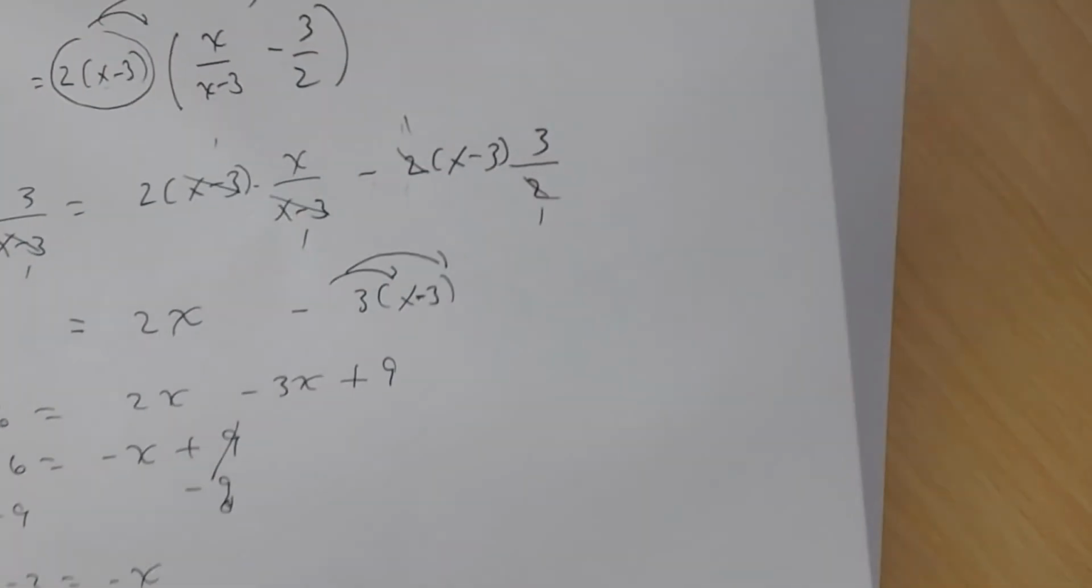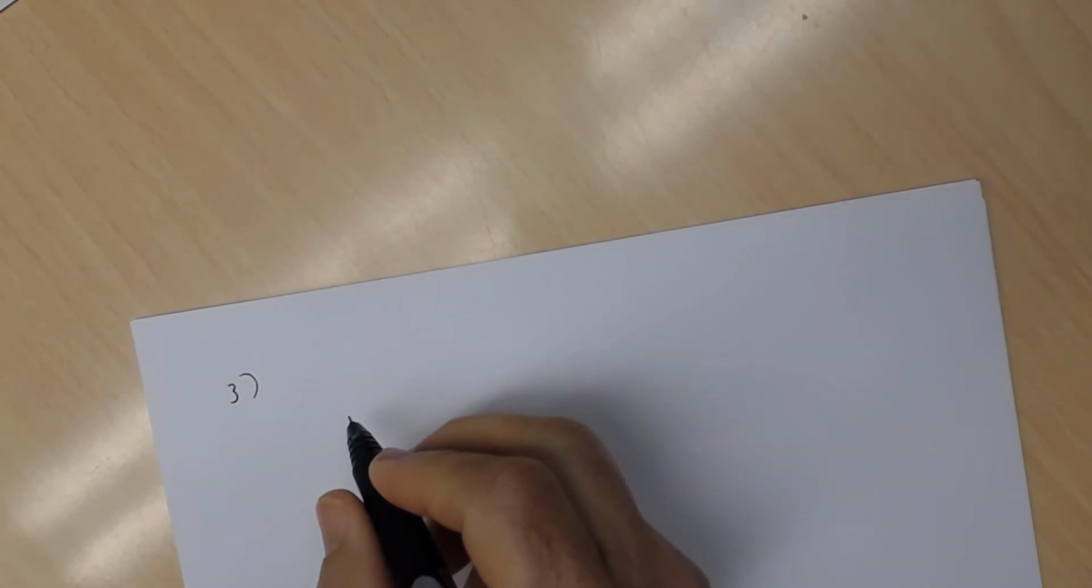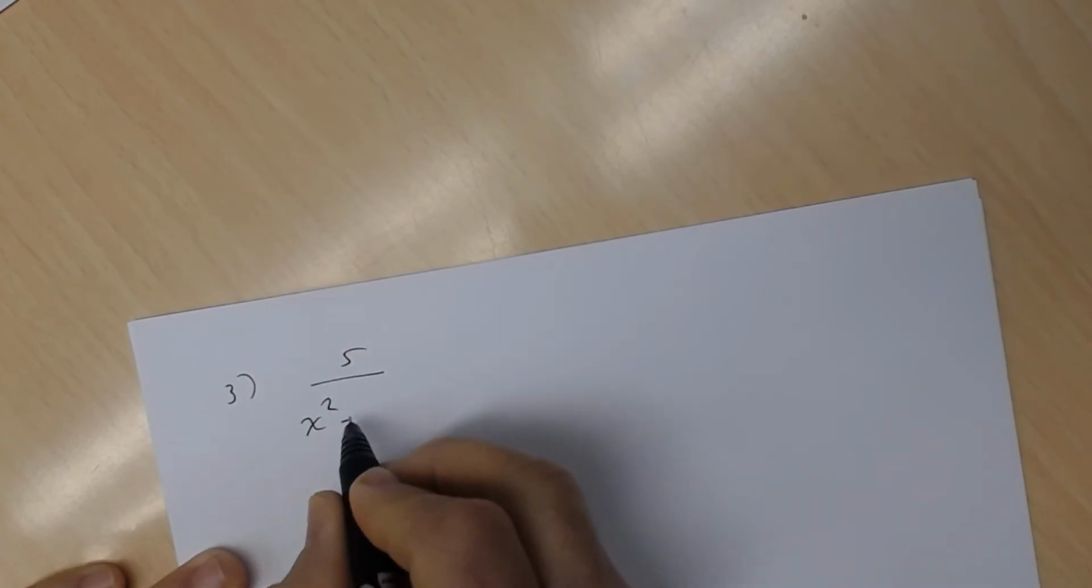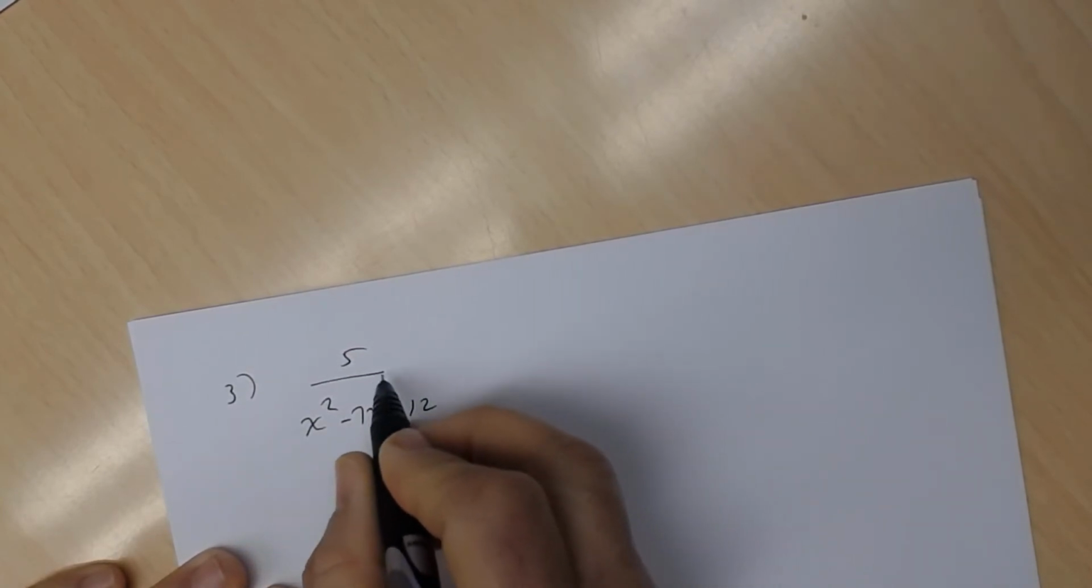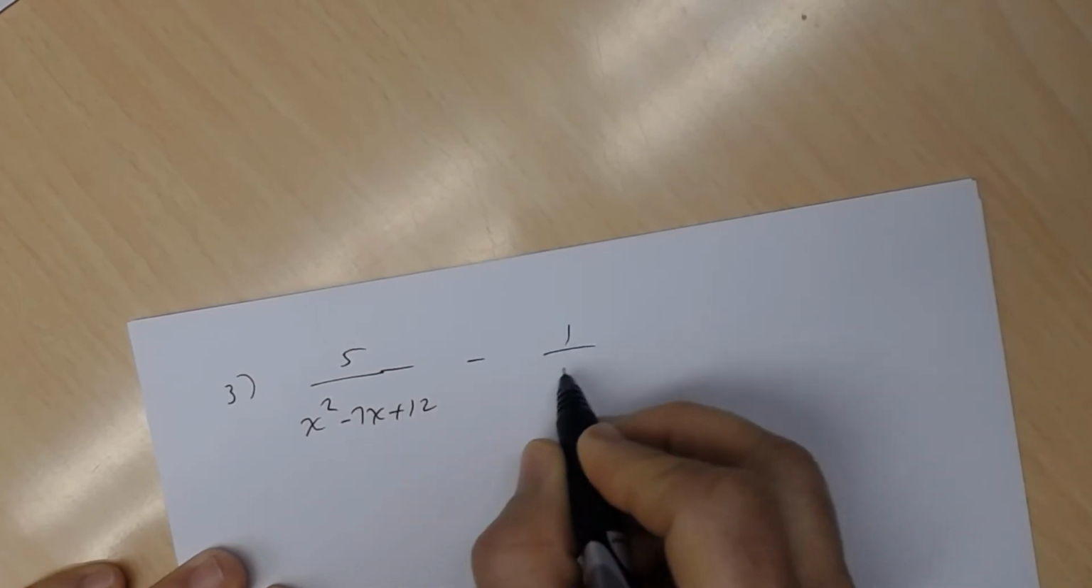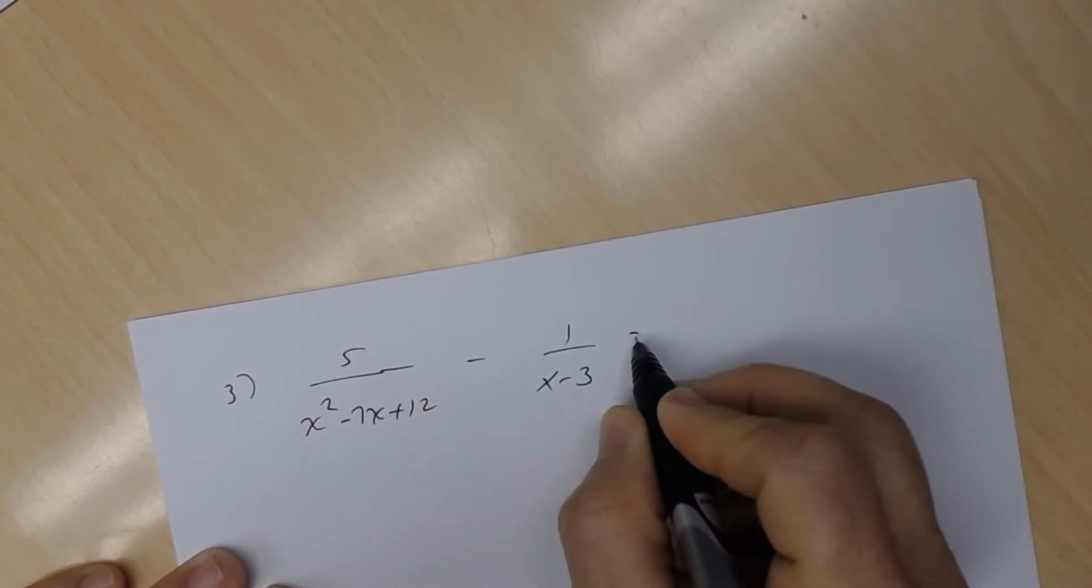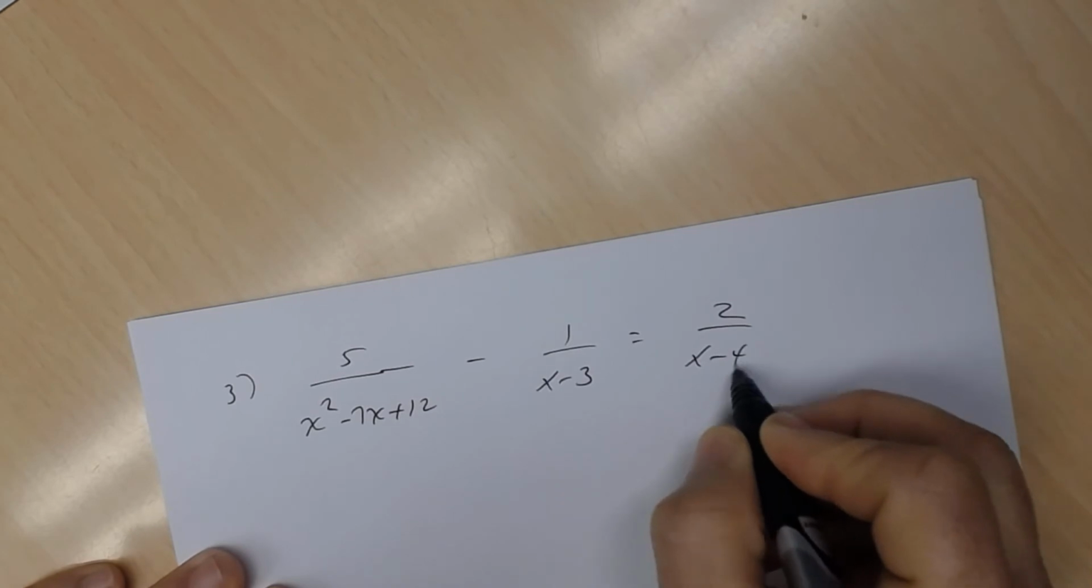Okay, let's look at another example. Number 3. All right, so I have 5 divided by x squared minus 7x plus 12, minus 1 divided by x minus 3, equals 2 divided by x minus 4.